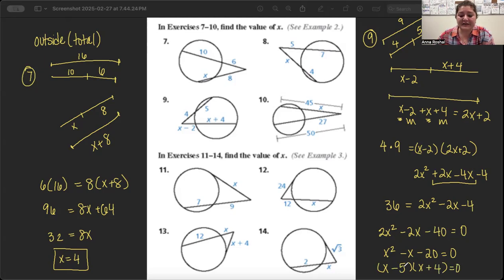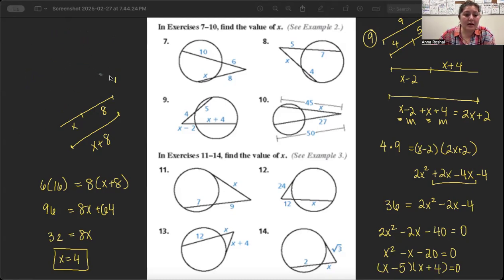And when I set each of these equal to 0, let me go ahead and erase this whole bit over here. Yikes, that's a lot of erasing.